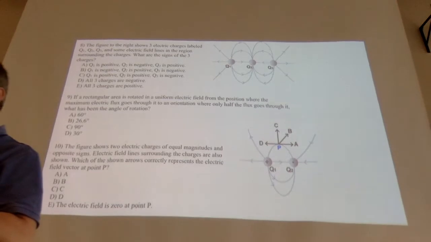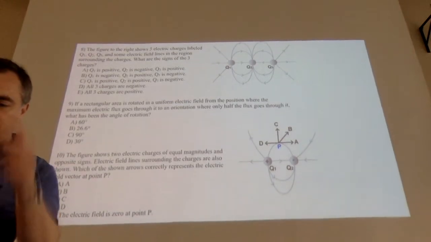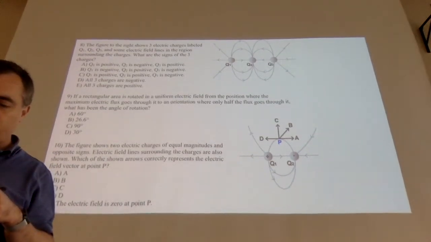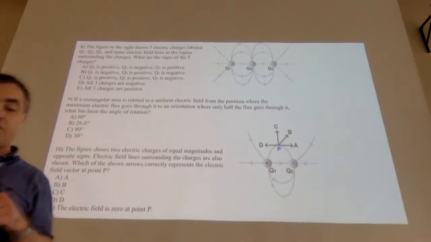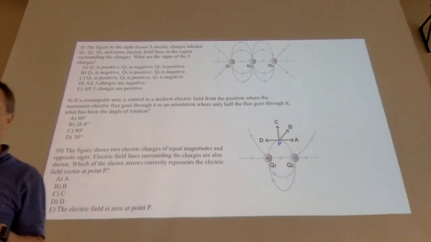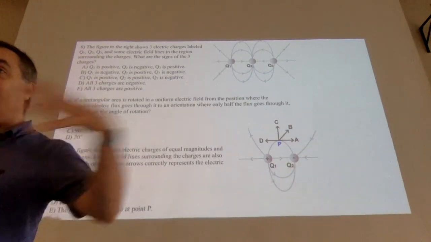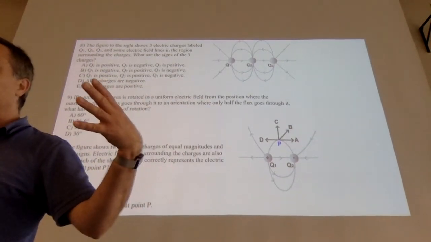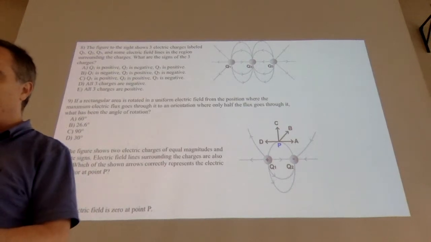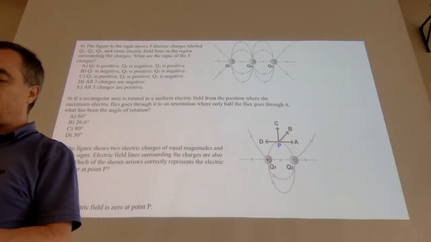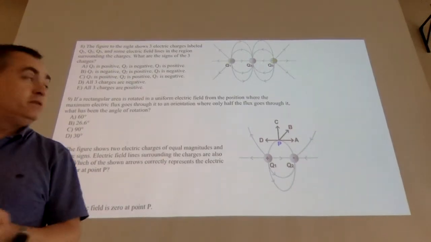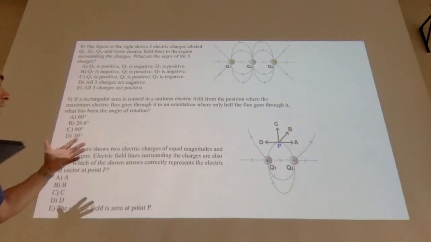Let's see, number 8. The figure to the right shows 3 electric charges, Q1, Q2, and Q3, with the electric field lines. What are the signs of the 3 charges? Keep in mind that the electric field lines point out from a positive charge because it pushes away other positive charges. So you can see that this one on the right and this one on the left are positive. They have the lines going out from it.